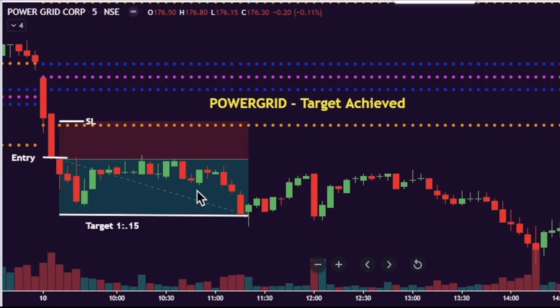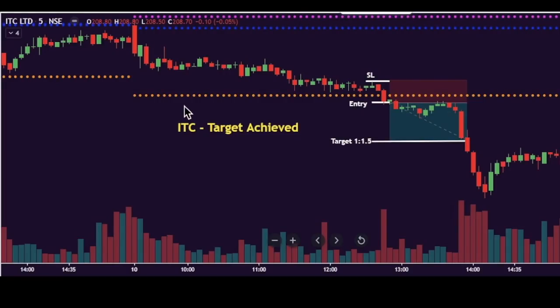Let me show you another example. Now traders, one more stock is ITC, 5 minutes time frame. If you see here at 1 o'clock we took an entry here because this candle has a very small wick and very good volume, right? Now entry below this candle, stop loss here, and our target 1:1.5 we achieved here.